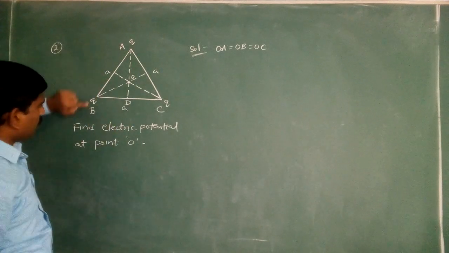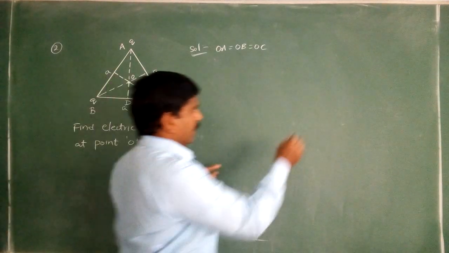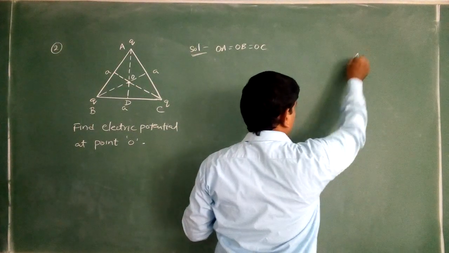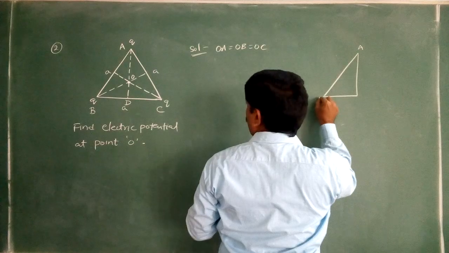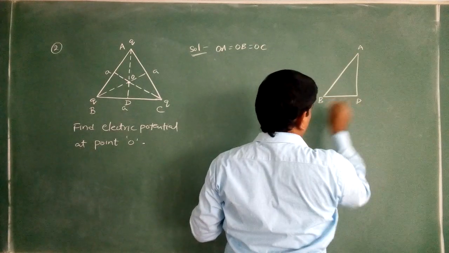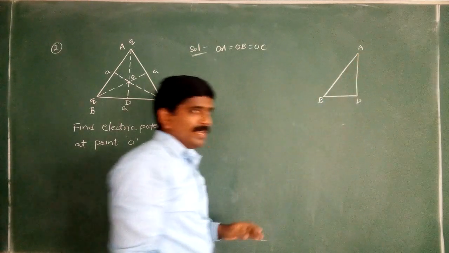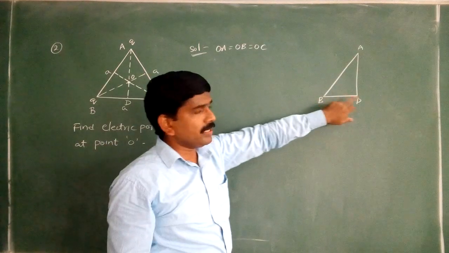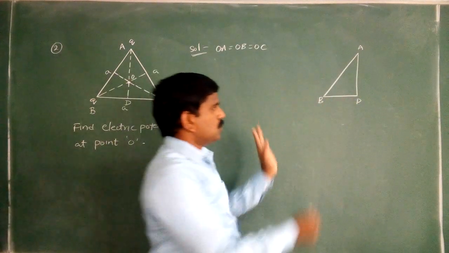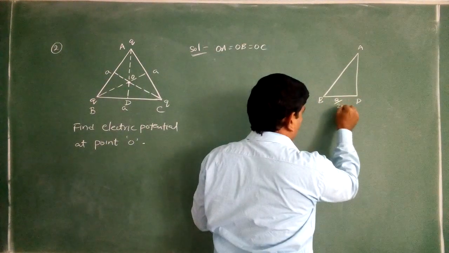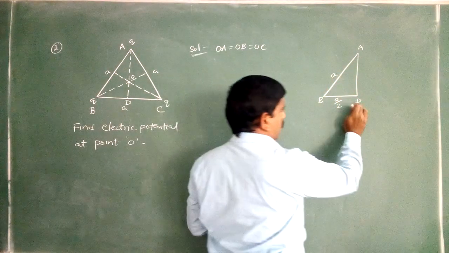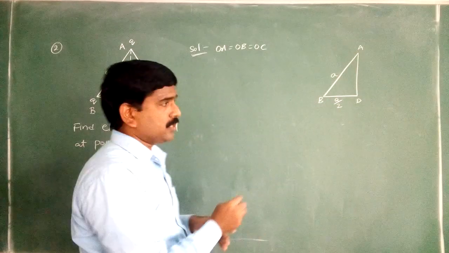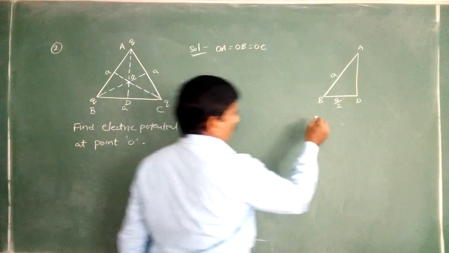So observe triangle ABD. That is a right angle triangle. This is A, this is B and D. The median divides this side in equal ratio, so BD is equal to A by 2. This side is A. We want to find AD. That is a right angle triangle.